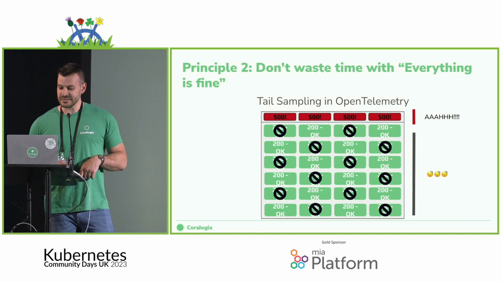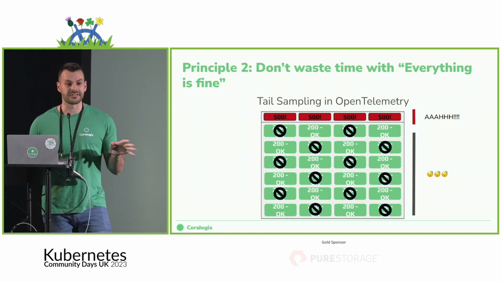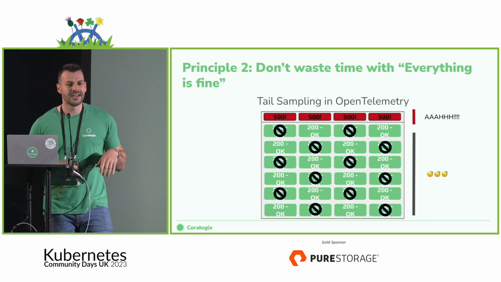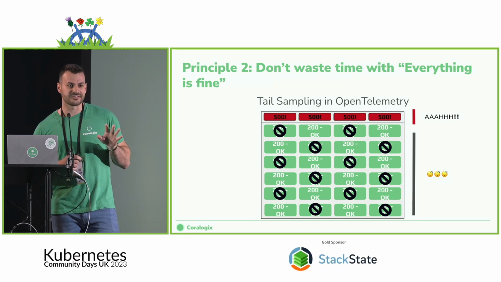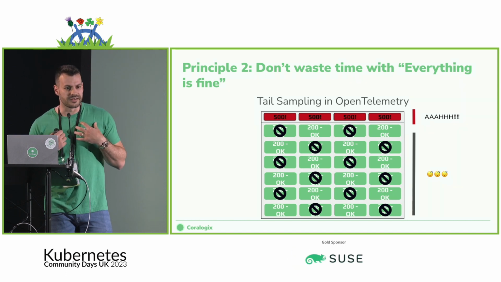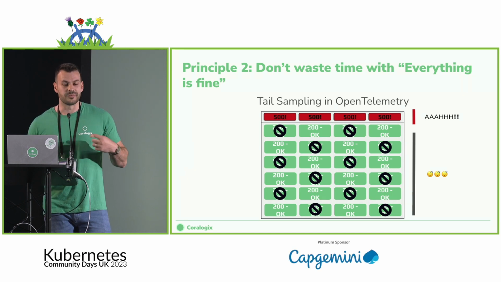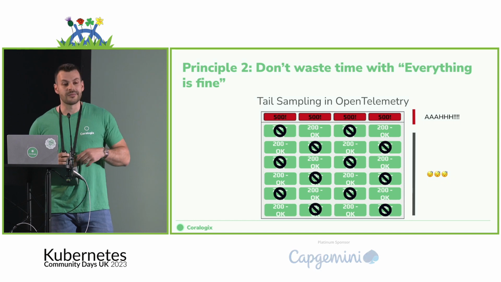So next thing, don't waste time with everything is fine. Most of your data is just telling you that everything is okay. Even software engineers are not that needy to be told thousands of times a second that everything is okay, you know? So you don't need to be constantly bombarded with that information. Instead, what you really care about is those 500s.